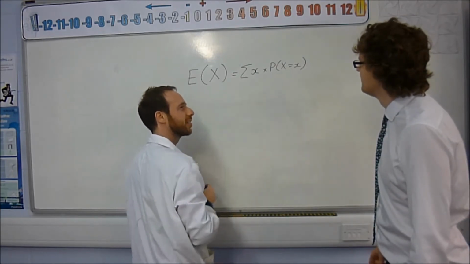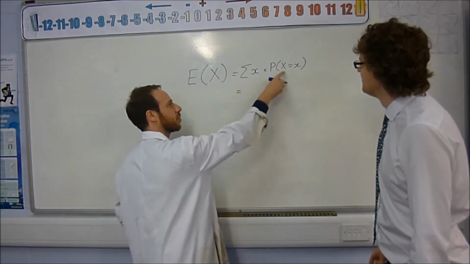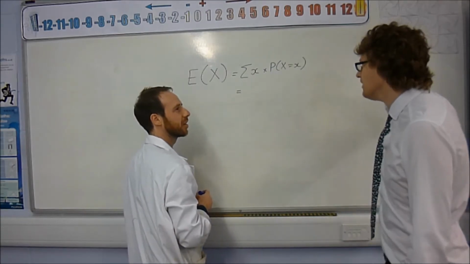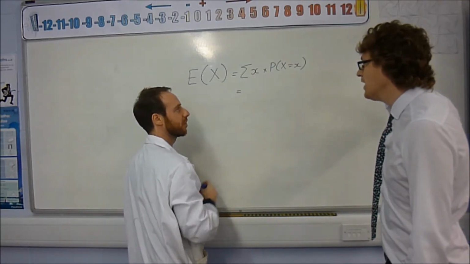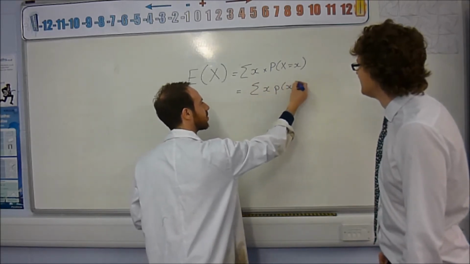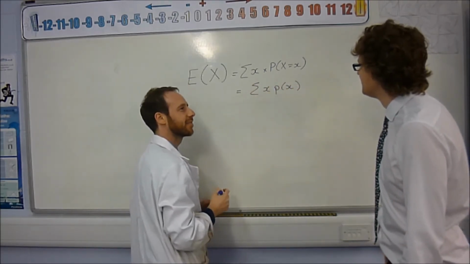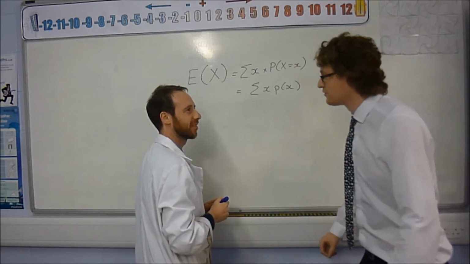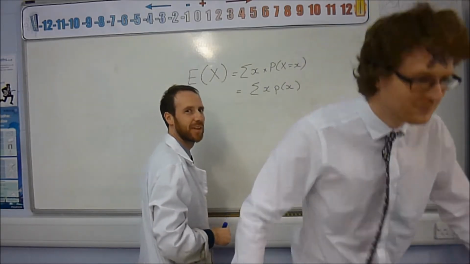Can you remember any alternative notation for the probability? P of x? Exactly. And so sometimes we might write it like that. I'm going to go have a look for an example. Okay, lesson over.